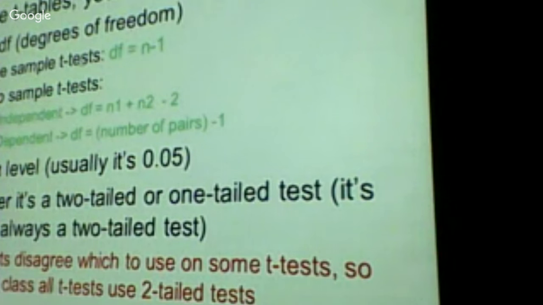For the one sample t-test, your degrees of freedom is the number of people you have minus 1. For the two sample t-test, depending upon if it's independent or dependent, get that straight. Dependent means the same people being tested, or husbands and wives or twins. Independent means different people being tested. If it's independent, you add everybody up and you minus 2. If it's dependent, you care about the pairs of people you have, minus 1.